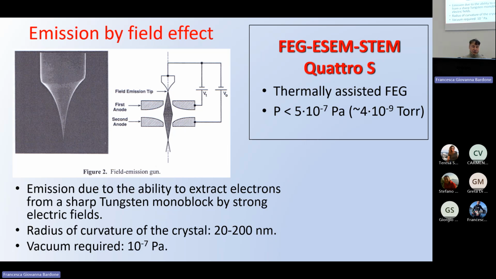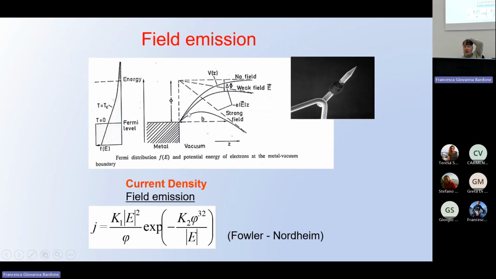In this case, you can have a very, very small area from which they come. And so the resolution is very, very high, down to a few nanometers, with a very, very high intensity. The system we have has this type of source. Very costly, but you have a much increased resolution. So this is what happens with the field emission type of source.